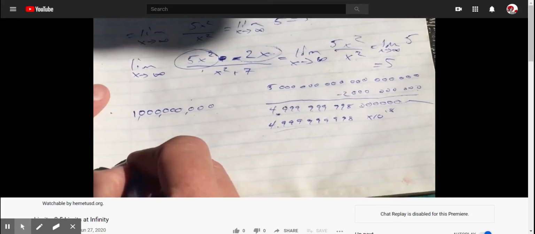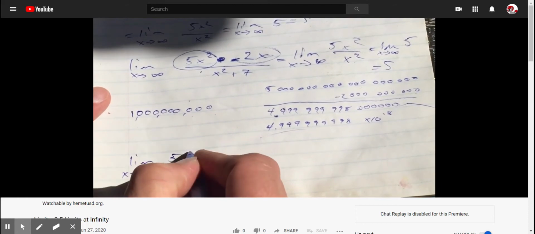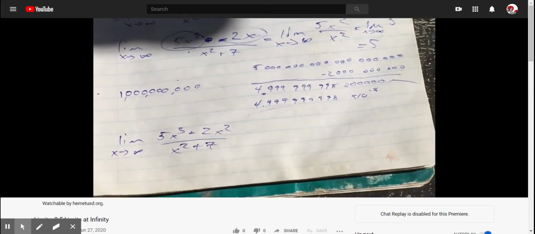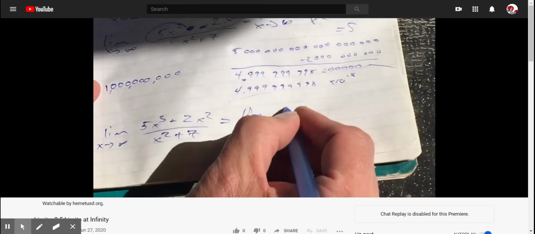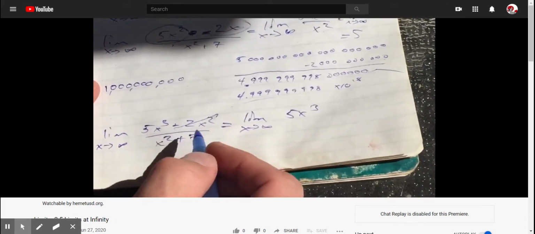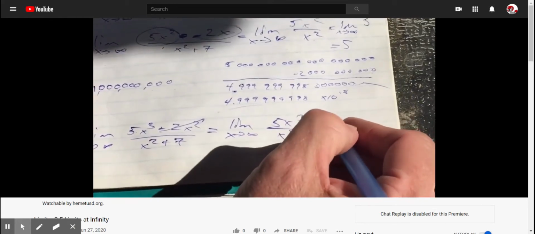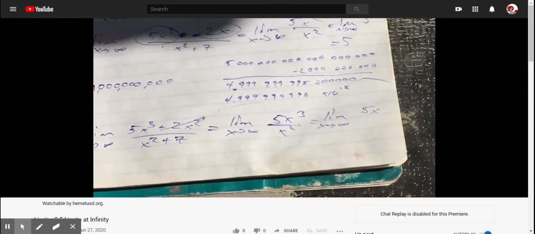Now, one last weird thing that could pop up. So let's say we got the limit as x approaches infinity of 5x cubed minus 2x squared over x squared plus 7. So basic idea, all we do is take the thing with the most power. So 5x cubed. This is insignificant compared to that. Same reason, x squared. We reduce this, and so now we have the limit as x approaches infinity of 5x. That is what it reduces to.